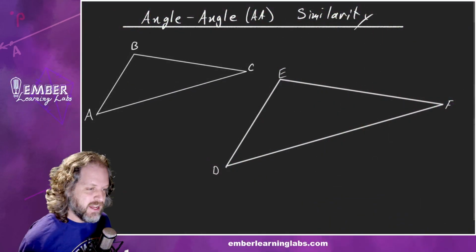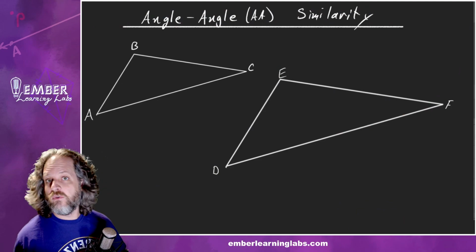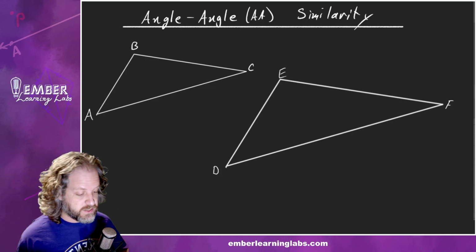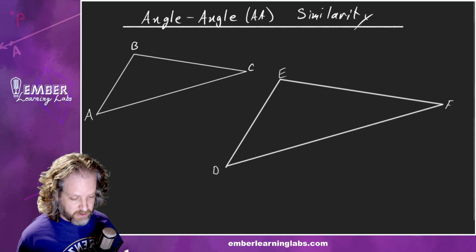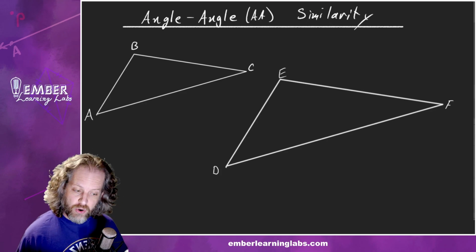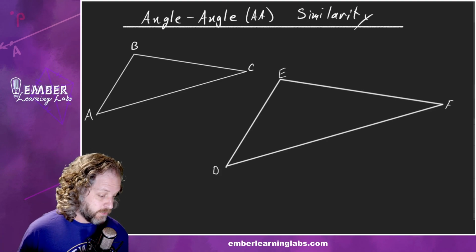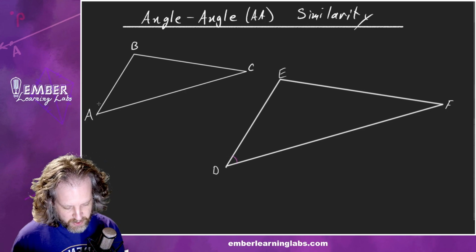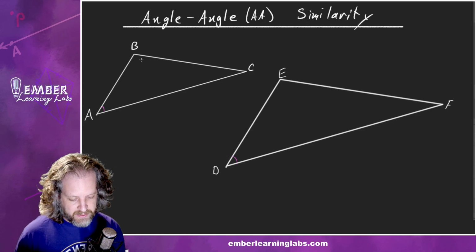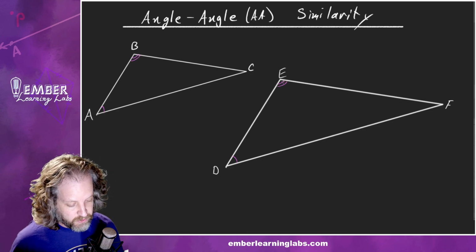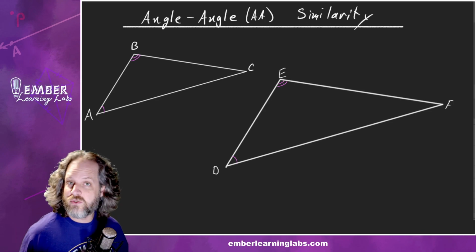Let's jump in. So there are different ways to prove that triangles are congruent, and different ways to prove that they are similar. The first one is angle similarity. So what does that mean? Again, we're talking specifically about triangles. If we know that two angles are congruent, then we can say that the triangles are similar.